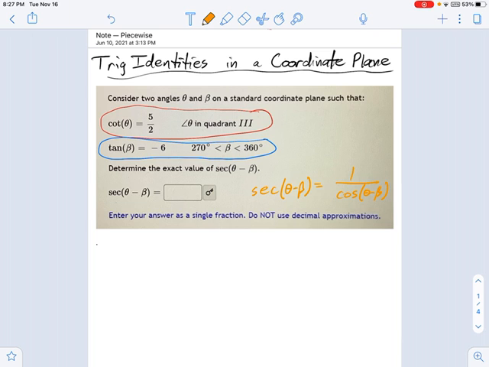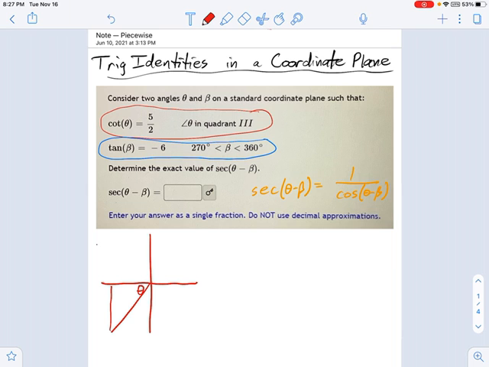So if we can find what cosine of theta minus beta is, we can very easily turn that into secant of theta minus beta. And to do this, I'm going to use two triangles, our usual procedure here. It looks like that first one is in quadrant 3, so I'm going to draw myself a quadrant 3 triangle right here. It does not need to be accurate. There's theta, and I know that the cotangent of theta is 5 over 2.